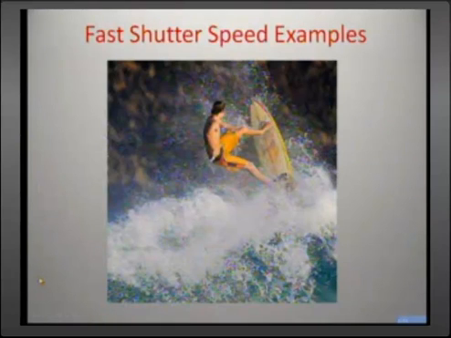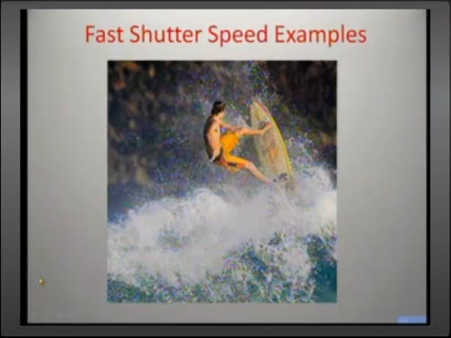Here's another example of a surfer, and this is great because you can actually see the little droplets of water. If you were not using a fast shutter speed, this was taken at probably between a 500th or even a 1,000th of a second. That will stop the fast motion happening in this photograph, and can really capture some neat details of the water.